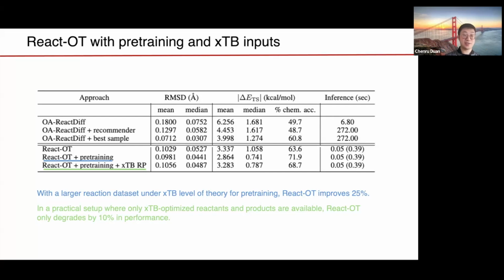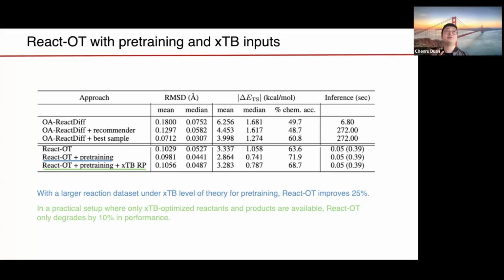Since here we have a setup where we still need to know the reactant and product in terms of using the generative model, originally, in all the previous evaluations, we still assume that we have the DFT optimized reactant and product, which may be expensive or sometimes impractical to obtain. So here we also do another experiment where we swap the DFT optimized reactant and product with the XTB optimized ones.